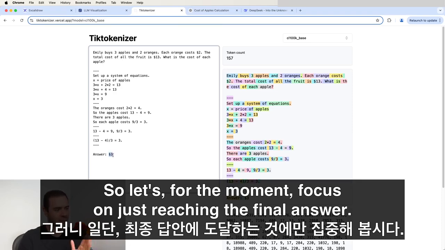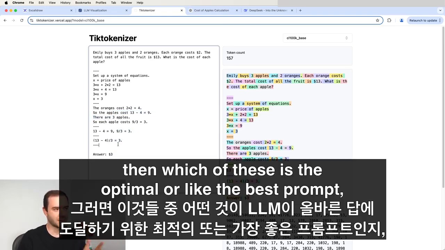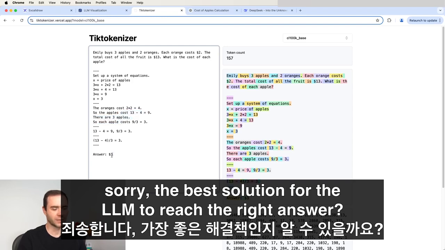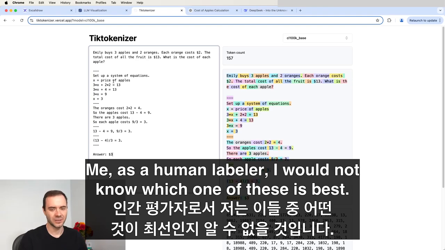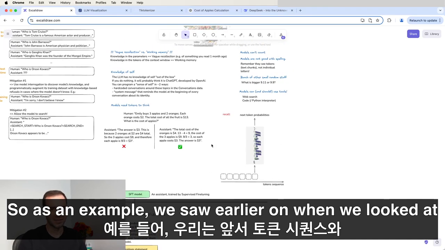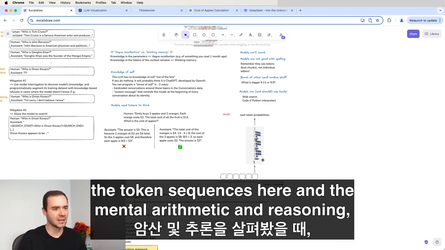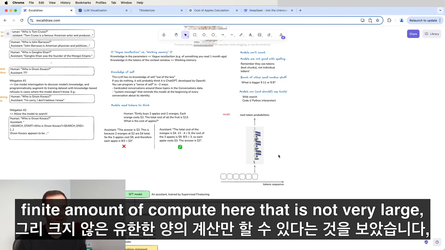If we only care about the final answer, then which of these is the optimal or the best prompt, the best solution for the LLM to reach the right answer? And what I'm trying to get at is we don't know. Me, as a human labeler, I would not know which one of these is best. As an example, we saw earlier when we looked at the token sequences and the mental arithmetic and reasoning, we saw that for each token, we can only spend basically a finite amount of compute that is not very large, or you should think about it that way.